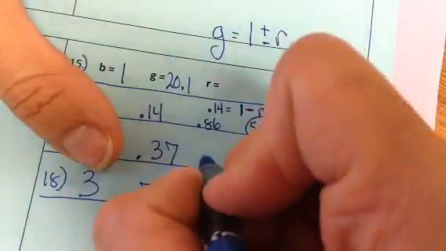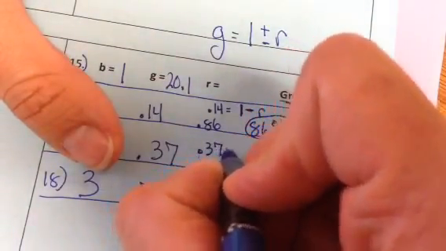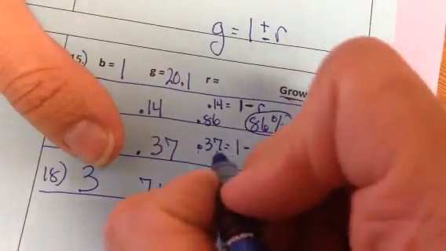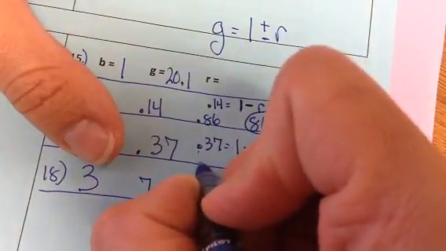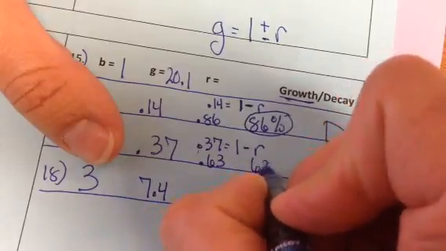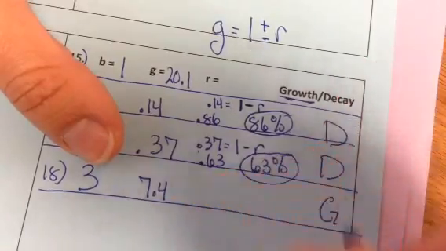So here, G is 0.37. So again, with 1, they subtract an amount. So what did they subtract? They subtracted 63 cents. And that's the decimal, so here's the percent. This is what R is.